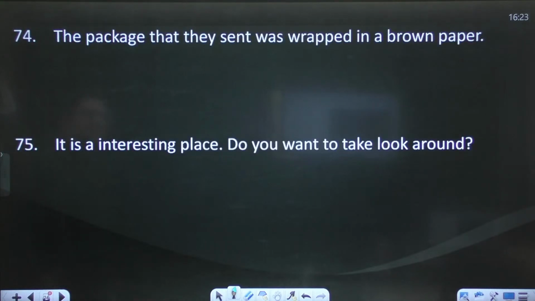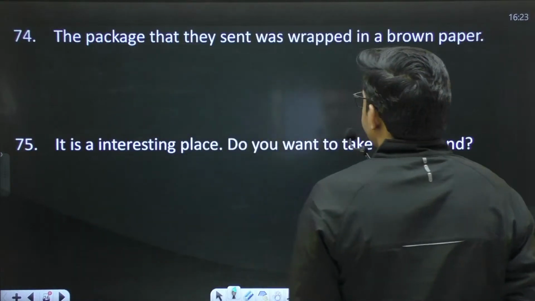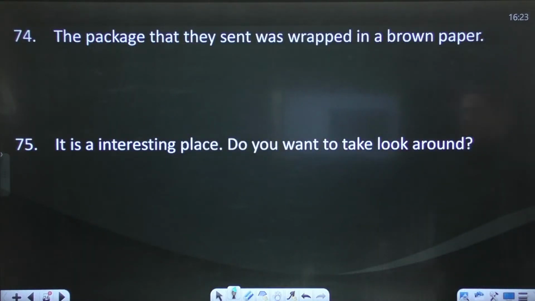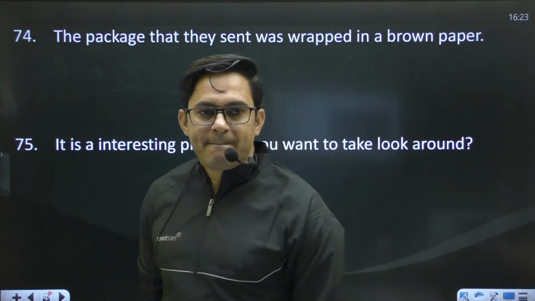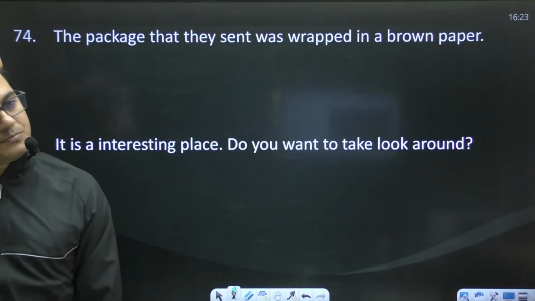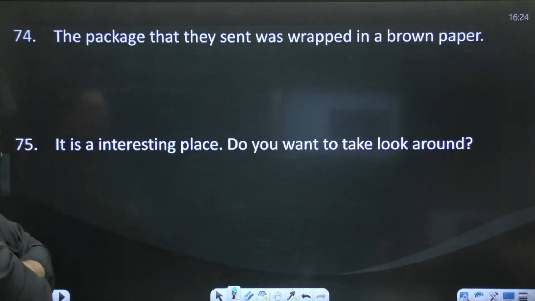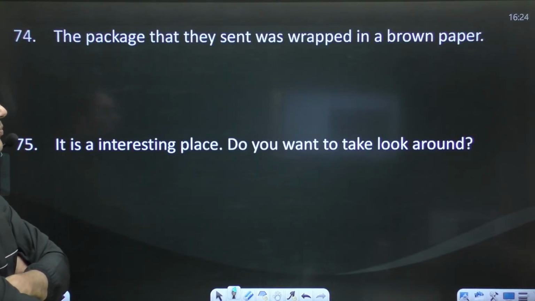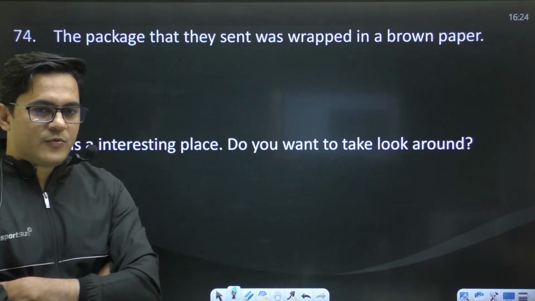The package that they sent was wrapped in a brown paper. Yes, what do you think of this sentence? The package that they sent was wrapped in a brown paper. What do you think of this sentence? In brown paper. Very good.